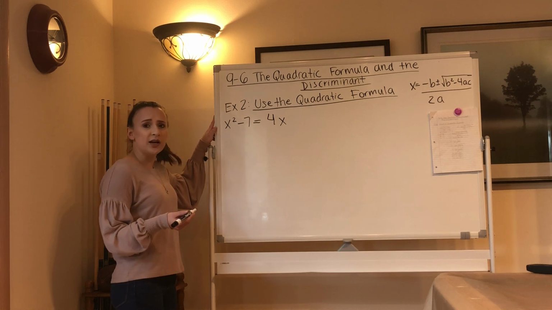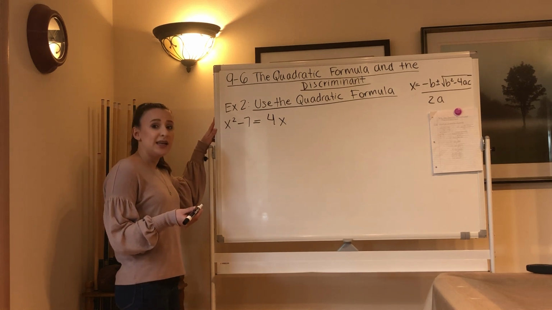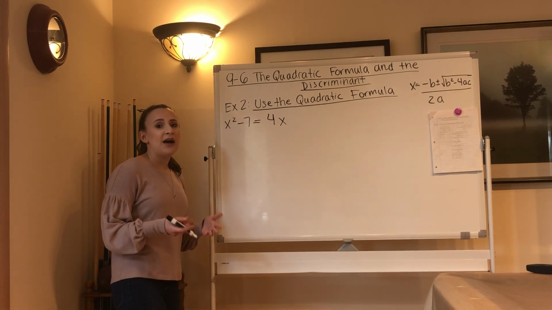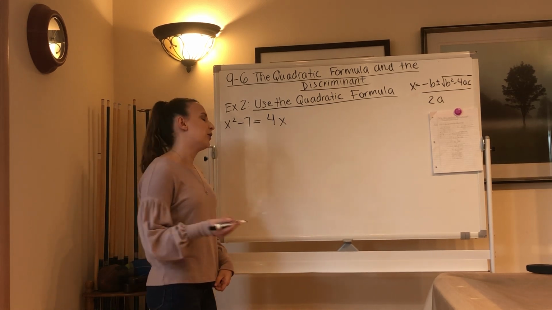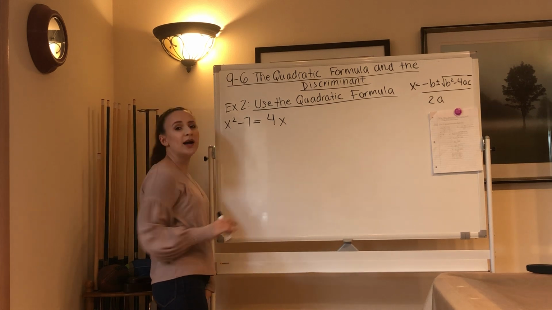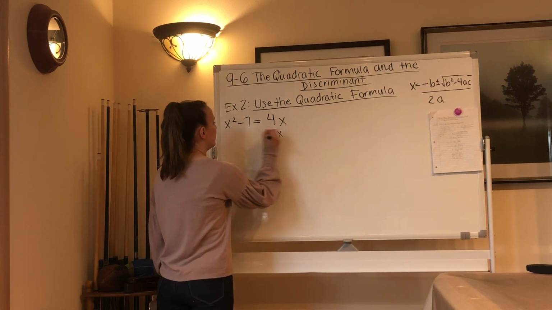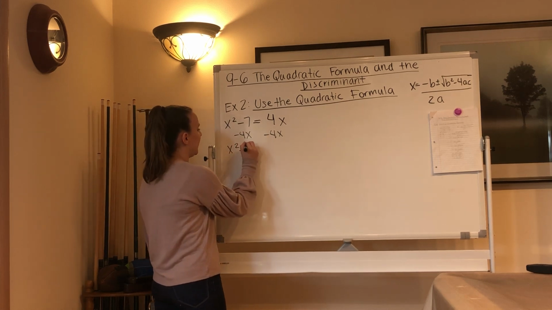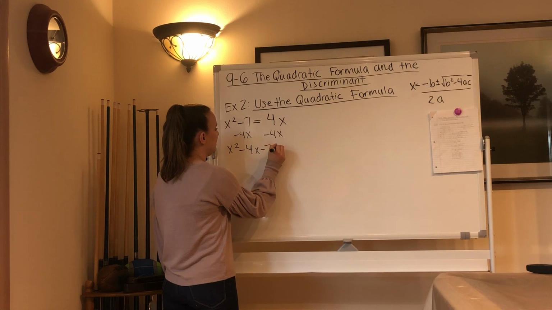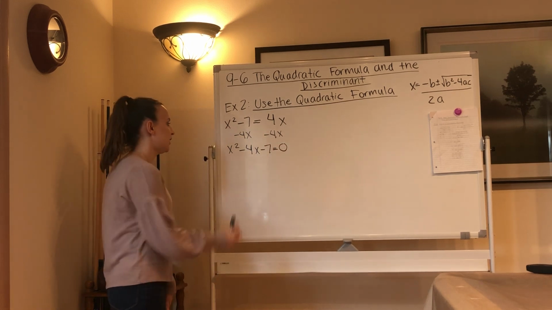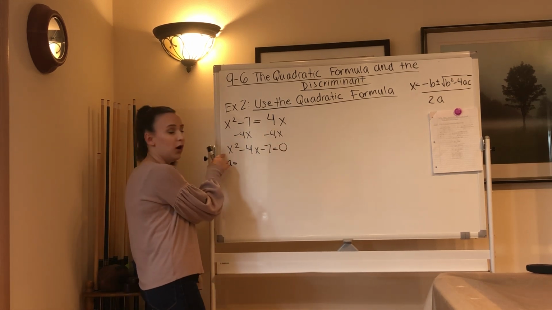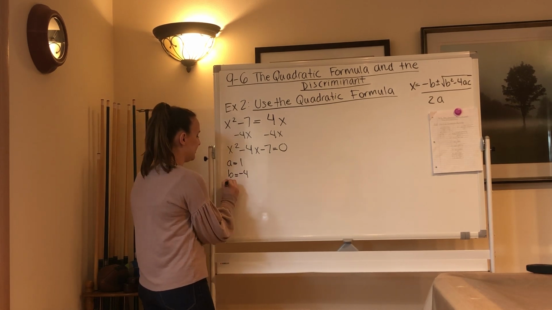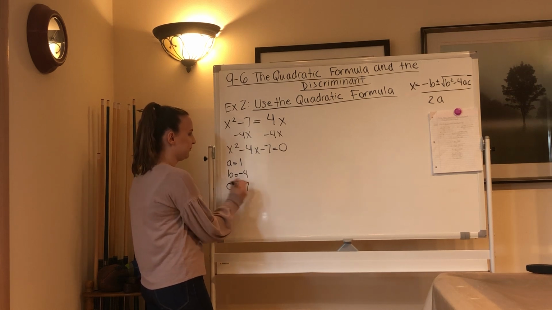So we have our equation here, x squared minus 7 equals 4x. When we are using the quadratic formula, we have to make sure our equation is set equal to 0. So we are going to move over the 4x, subtract 4x, subtract 4x. Now we have x squared minus 4x minus 7 equals 0. A equals 1, B equals -4, and C equals -7.